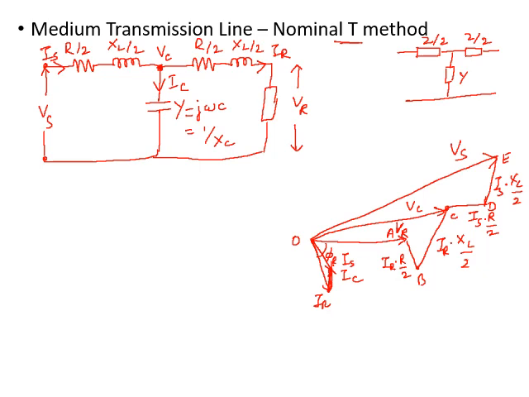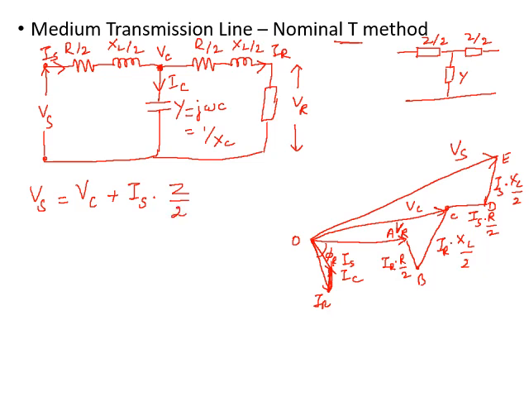Now let us go into our equations. So Vs, what is Vs equal to? Applying Kirchhoff's voltage law, the voltage received plus the losses. So the voltage after this Vs, we are taking Vc. So Vc plus the losses here. So it is Vc plus Is into Z by 2.